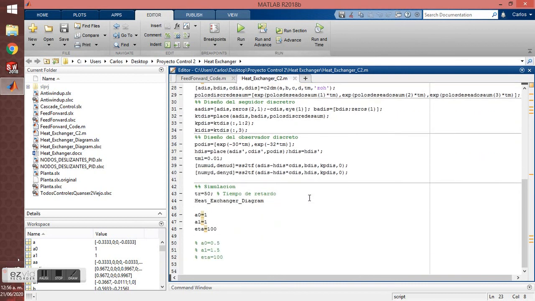In the final part, we find the 50-second delay time that the heat exchanger plant has for the Smith predictor, together with the values of alpha 0, alpha 1, and eta that have been implemented for the sliding mode control on the PID stage.